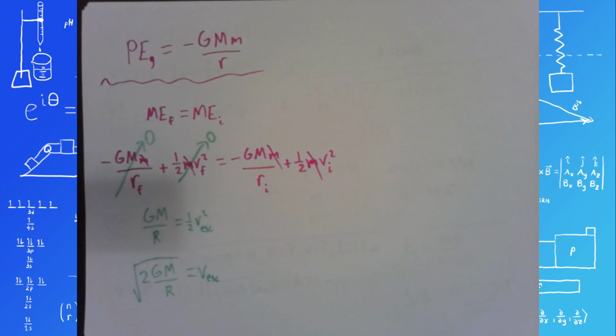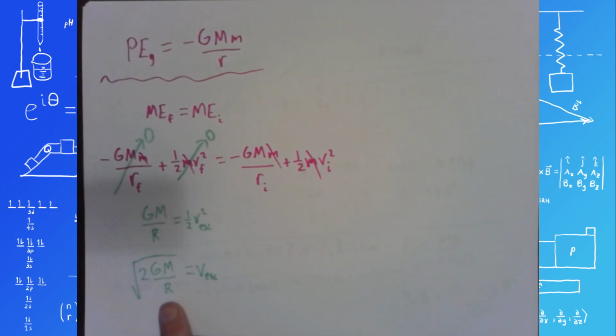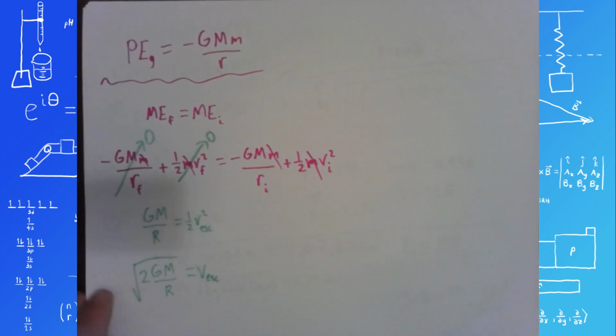What they're asking is: show that the escape speed from the surface of a planet of uniform density is directly proportional to the radius of the planet. Here, we can't see that. Based on this alone, it looks like it's inversely proportional to the square root of the radius of the planet. So the key here is the fact that they bring up density.